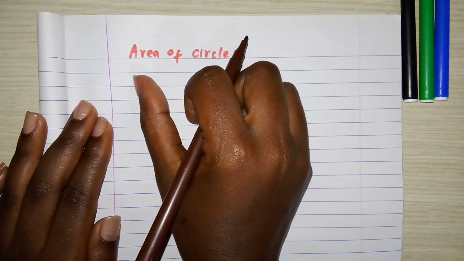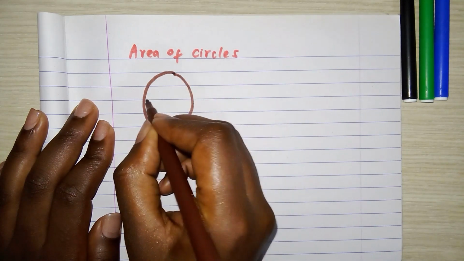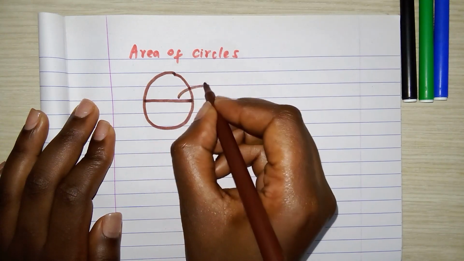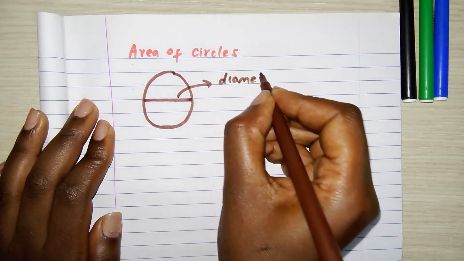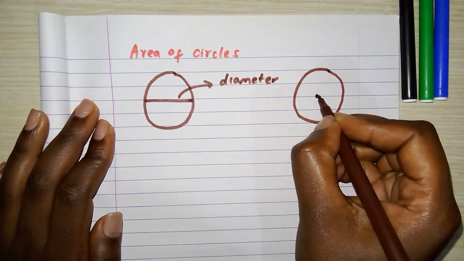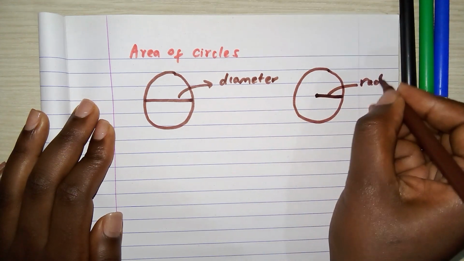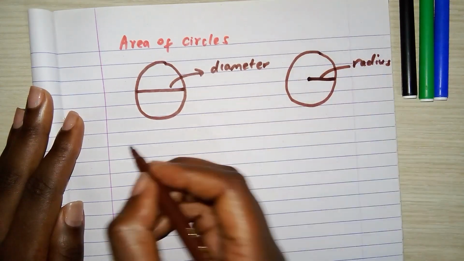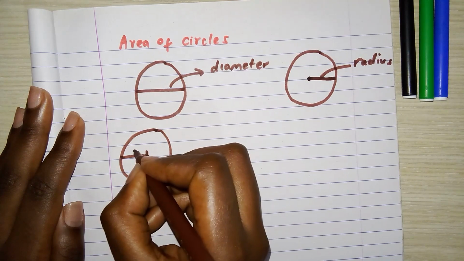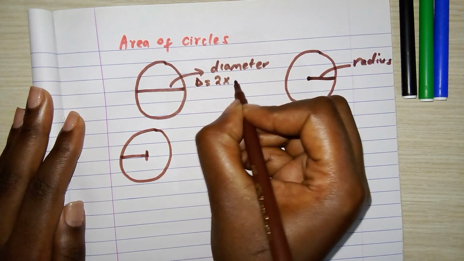From the title, we'll be looking at area of circles today. So let's start off with the formula. This one is called the diameter. And then from the center of the circle to any point on the circumference, it's called the radius. So this is the diameter, and we can say the diameter will be twice the radius.